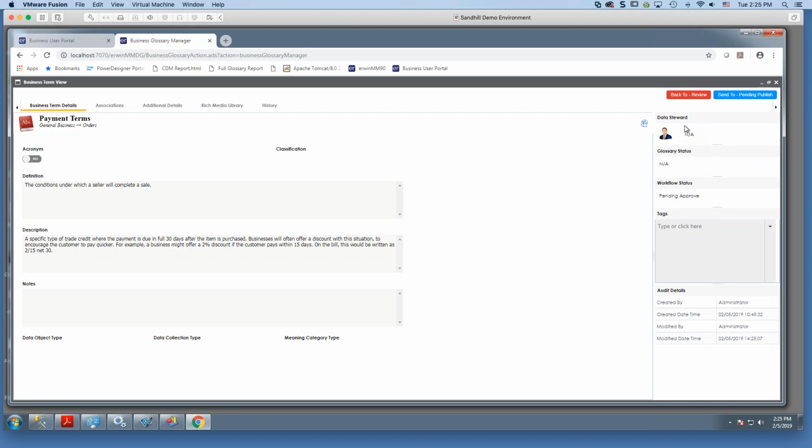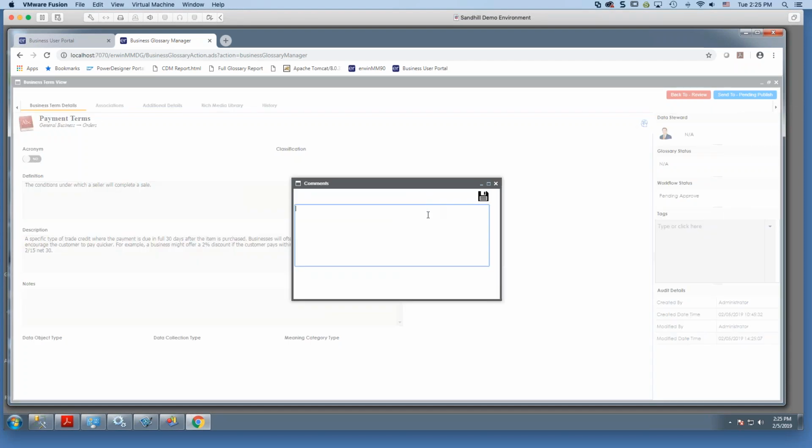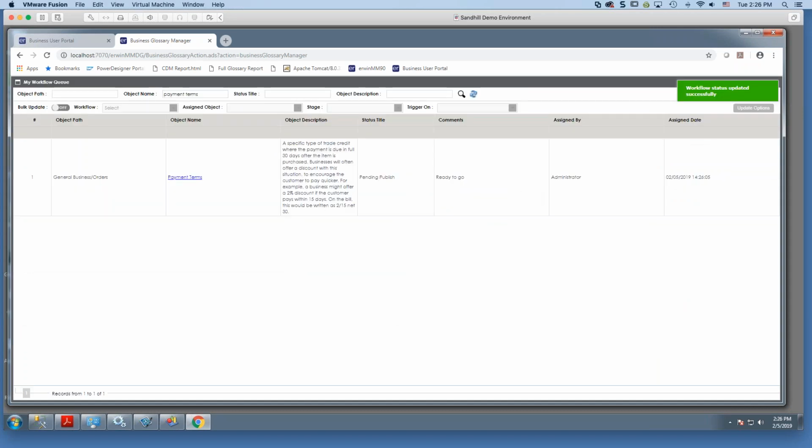You can modify these data stewards and glossary status information here, but workflow status is actually driven by the workflow engine that's behind the scenes in this product. So the workflow engine is constantly looking and evaluating and driving things through. So sometimes the glossary status might not be applicable. They can just look at the workflow status, but if you want to have your own glossary status different from your workflow status, you can do that too. And here I'll just simply send this through and I'll say it's ready to go. And now it's ready to go.